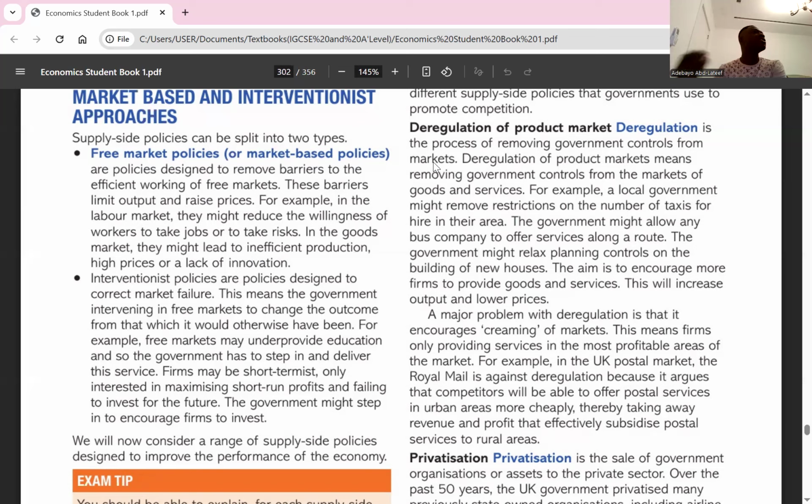Then when it comes to interventionist policies, we're talking about where government has figured out that there is a market failure. Then they come up with policies to eliminate those market failures. So those are the two supply side policies. Any question about that? Okay. So we're going to start with the free market policies.